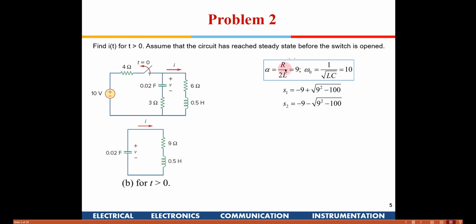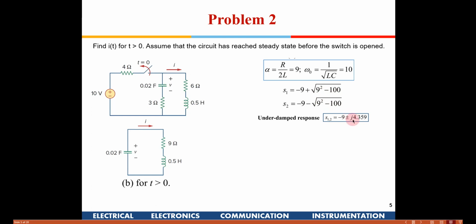So alpha is equal to R divided by 2L, which comes out to be 9, and omega 0 is equal to 1 divided by root LC, which comes out to be 10. Now with that you can find the two roots, s1 and s2, which involve the square root of 9 squared minus 100. If you try to find the root, an imaginary number is available here. So what does it indicate?